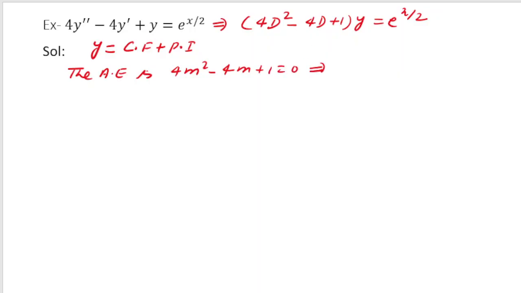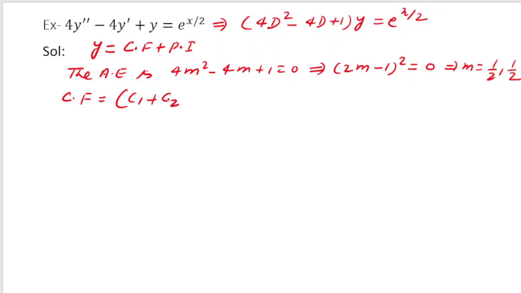And ladies and gentlemen, I hope you are smart enough to see that this is nothing but (2m minus 1) whole square is equal to 0. So basically m is equal to half and half, right? So what is the complementary function? Complementary function is c1 plus c2x. I hope you know the way of writing the complementary function. It is a case of repeated root.